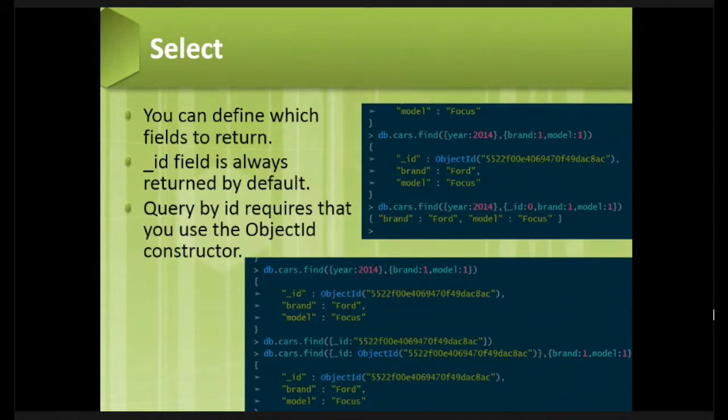The ID field is always returned unless we specify otherwise, which is the next example I put there. Corresponding year 2014, _id 0, that means exclude the ID field, which is otherwise included in each document, and then the return value is just a JSON document with the brand and model fields.